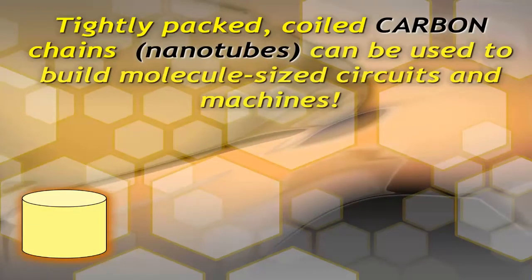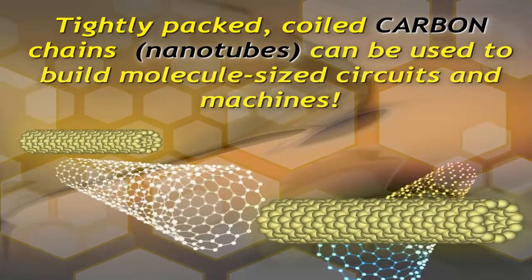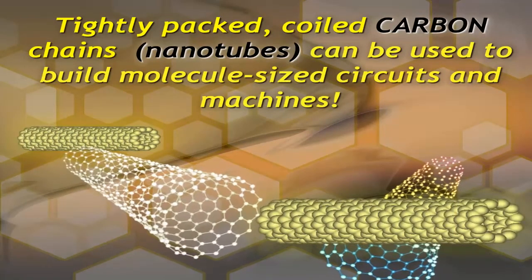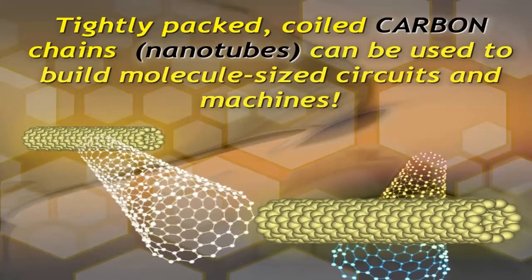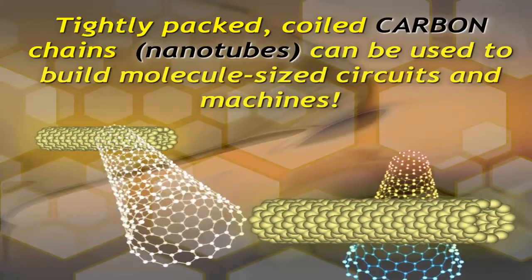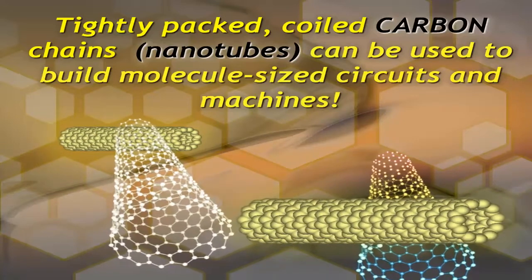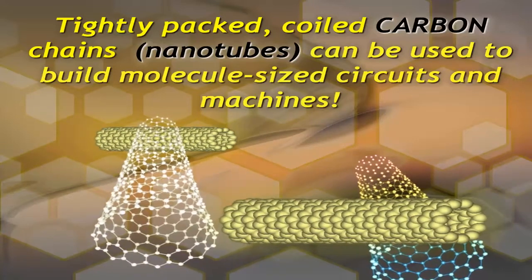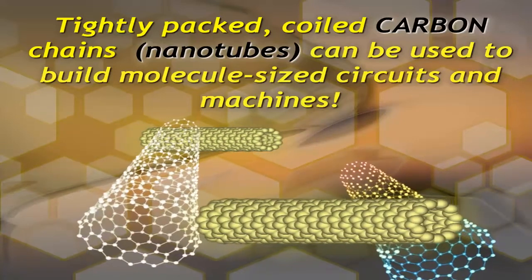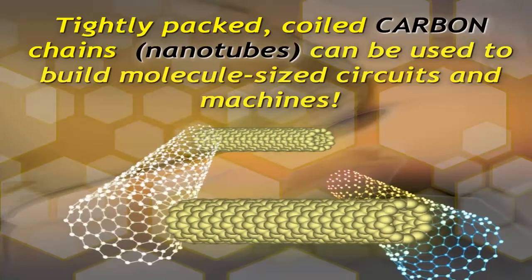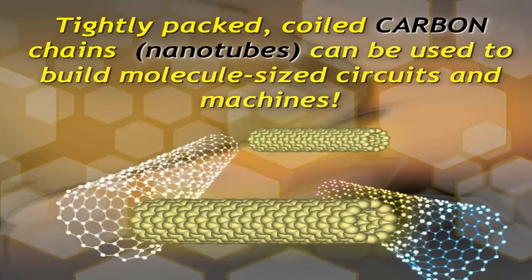For example, we can take these chains and we can make hollow tubes, little cylinders. We call them nanotubes, which just means tiny tubes. And in fact, these tiny tubes can be used to build circuits and machines. Here in the animation, each dot represents an individual carbon atom, and the lines connecting them represent bonds. And you can see how a series of carbon atoms can be arranged in a sheet that rolls over and folds upon itself and forms a hollow tube.